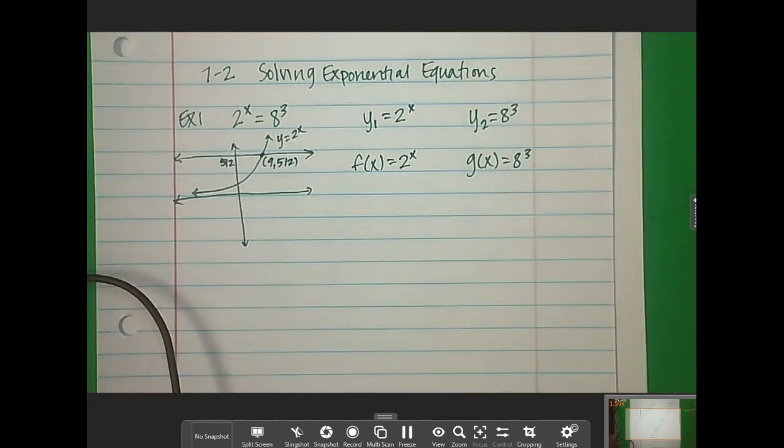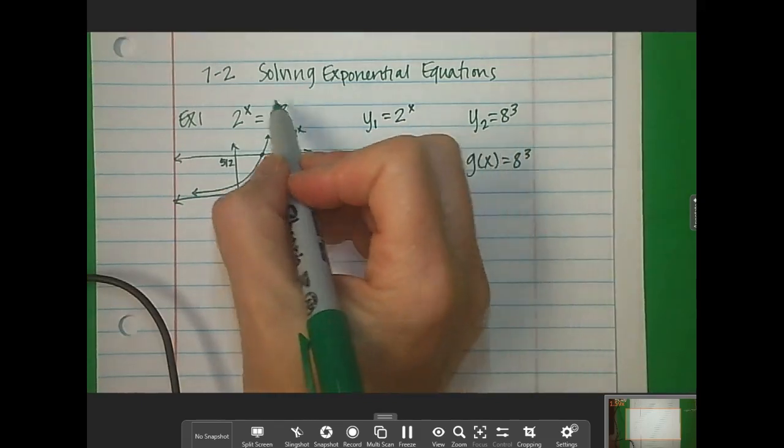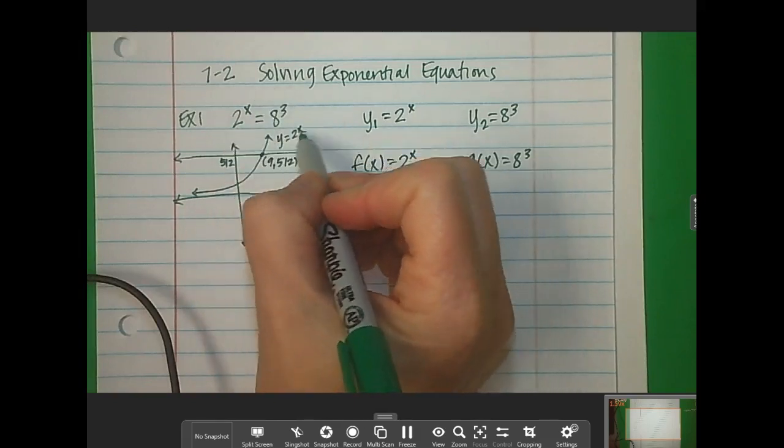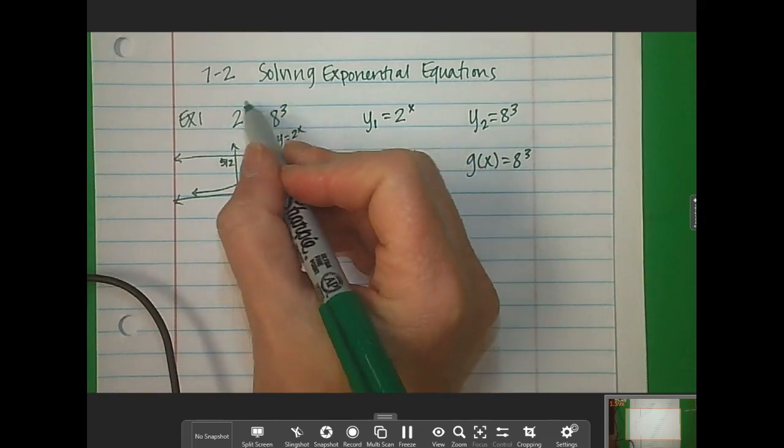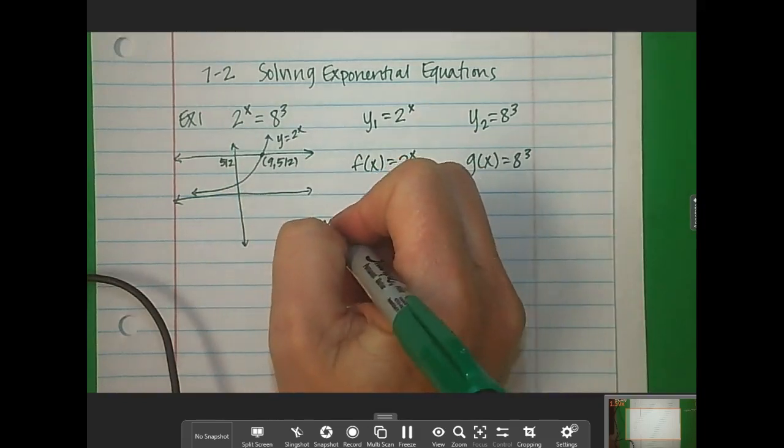You can find the intersection point on Desmos. To do that on your calculator, you go to second, trace, which is calculate, and then intersection. It'll ask you to identify the 2 curves and then to guess the intersection point. 9, 512. Yep. So the x value is 9, y value is 512. So the solution to this equation is, what is x? X would be 9, right? Yep, x would be 9.